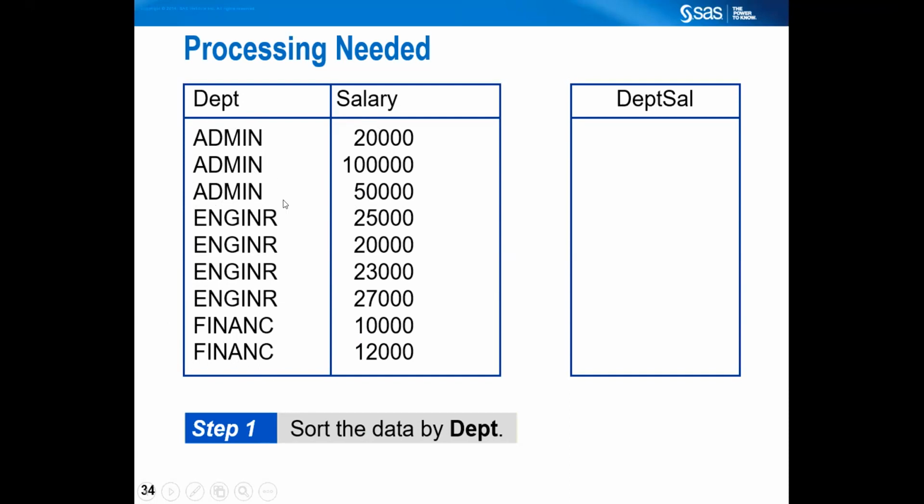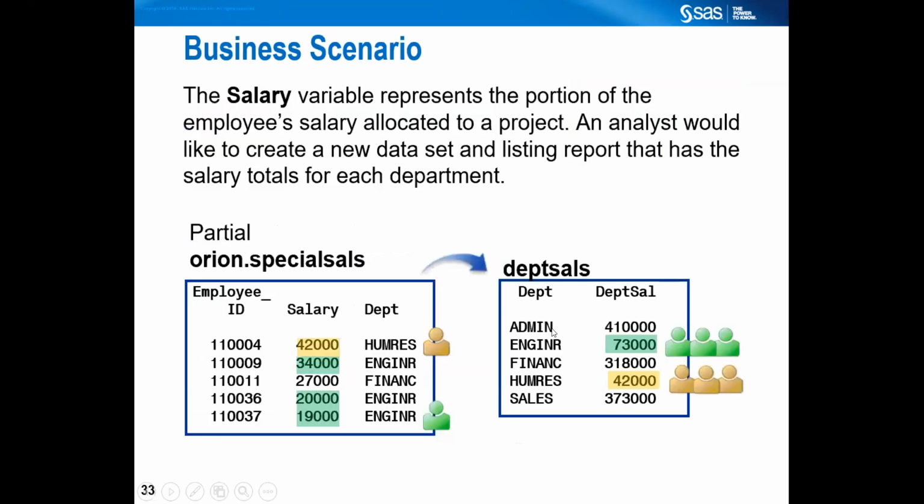So at the end, what is required? We want within admin the total of salary. Correct? This is what is required. See, admin total, engineering total salary, finance total salary, human resource total salary, sales total salary. That is department salary. So depending on number of employees, your total salary will be calculated. Correct?